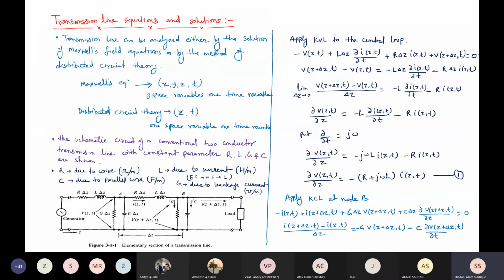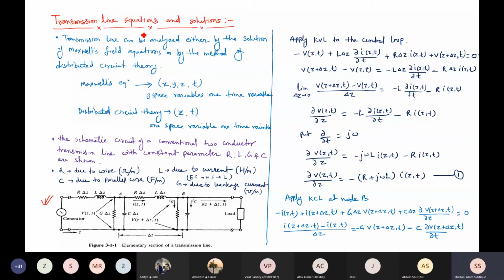Now, if you go through the transmission line equations, or the solution of the transmission line, it looks like the wave equation which we have already discussed in the waveguide. So we can go through this transmission line equation, and we will try to see how the wave equation looks in a transmission line. So now we have a transmission line which is shown here. We'll see it one by one.